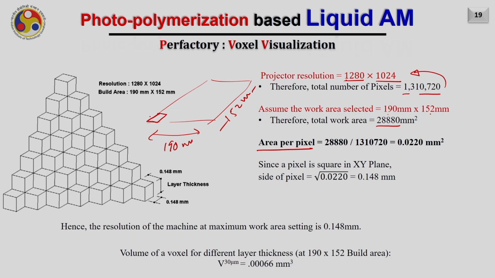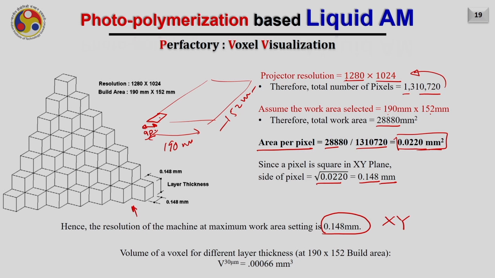Now the area per pixel, the area which is getting cured on this bed corresponding to each pixel, can be easily calculated by dividing this area by the number of pixels, and it comes to be 0.0220 mm square. As each pixel scanned here is a square, we can easily find out the side of this, that is AP, and it will be nothing but the root over of this value. Hence the side of the voxel or the projected pixel will be 0.148 mm. Hence the resolution of the machine at maximum work area setting is going to be 0.14 mm in the xy plane.